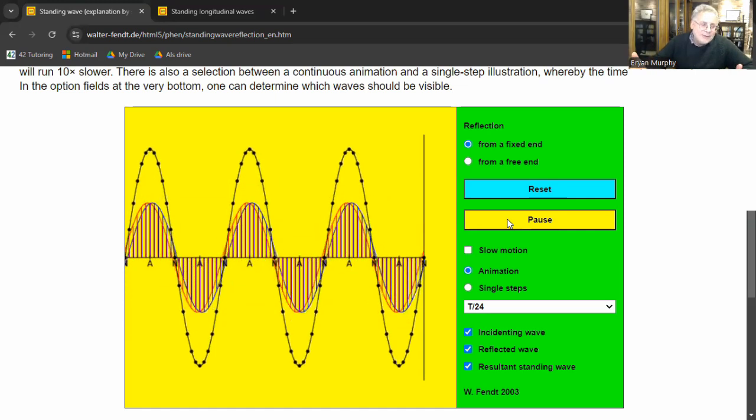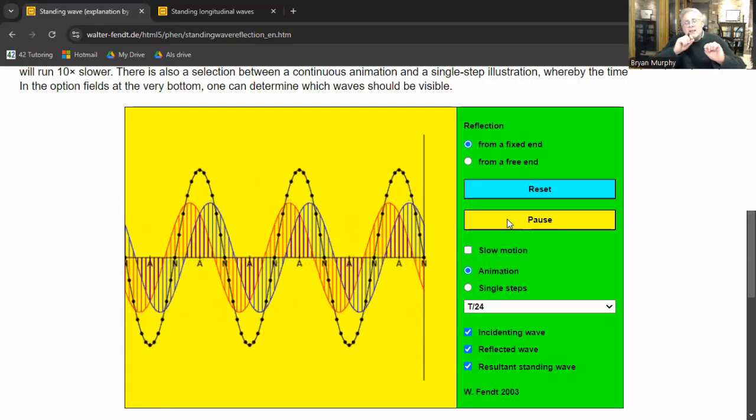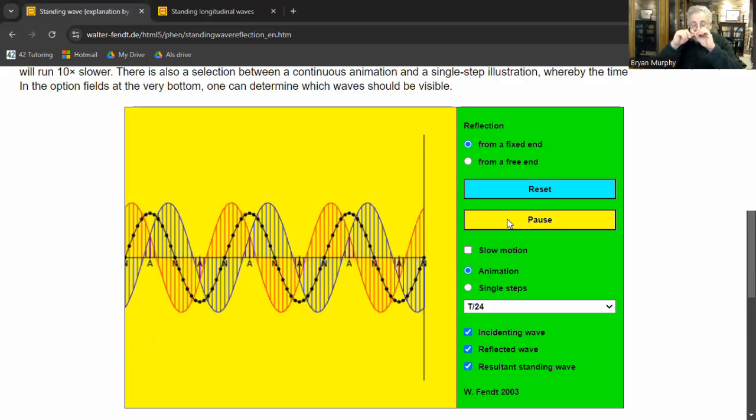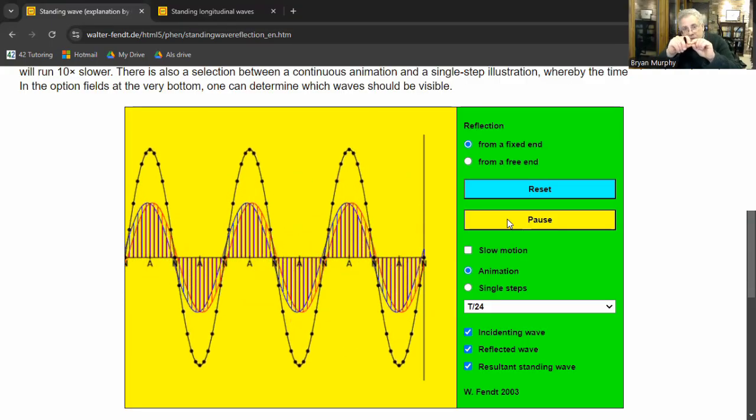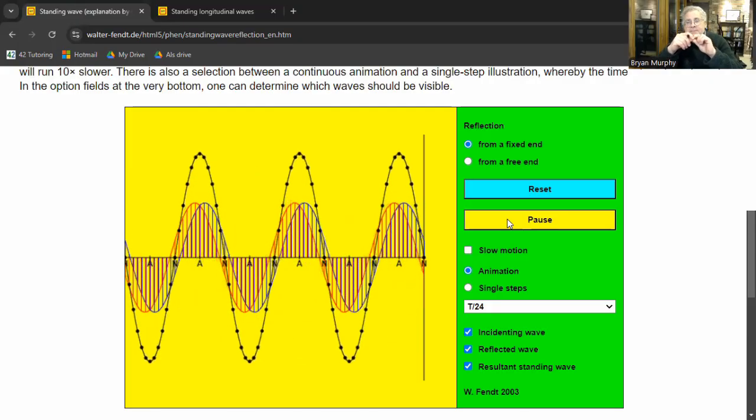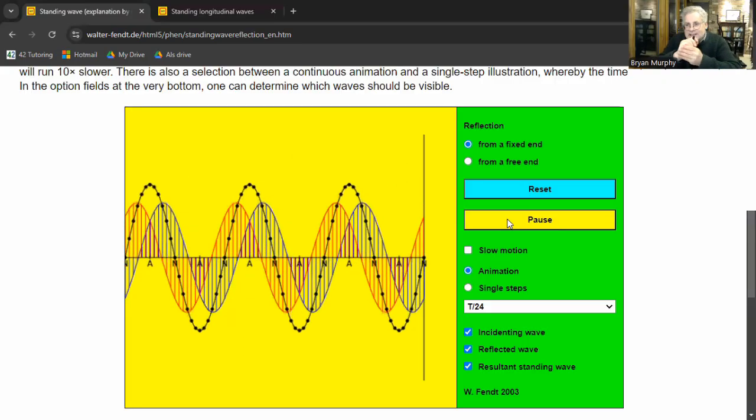Now, I think you know that the points where the medium is not moving are called nodes. So where the medium is not moving, that is called a node. And where the medium is moving greatest, that is called an antinode.